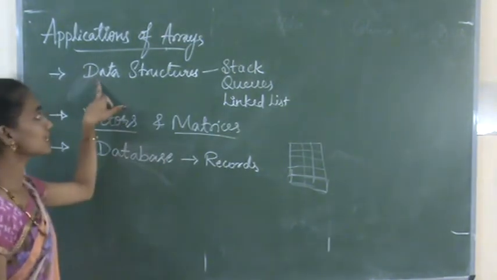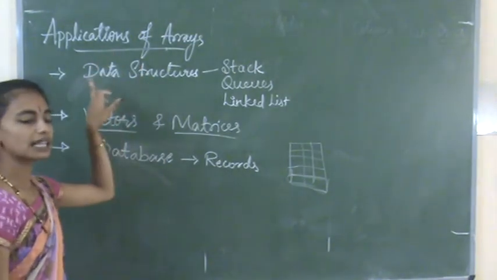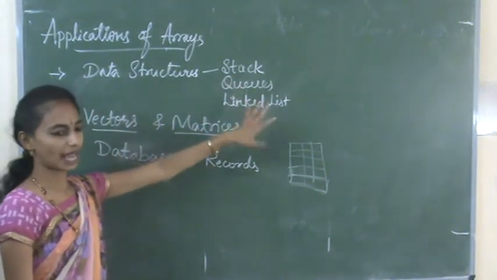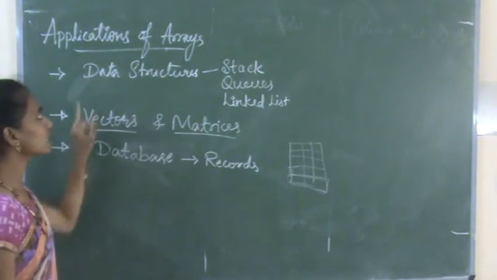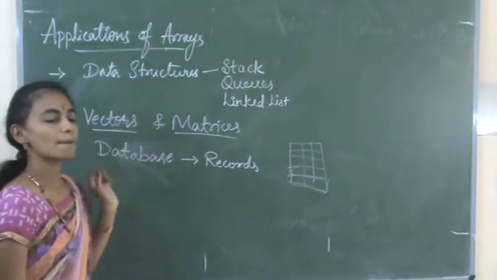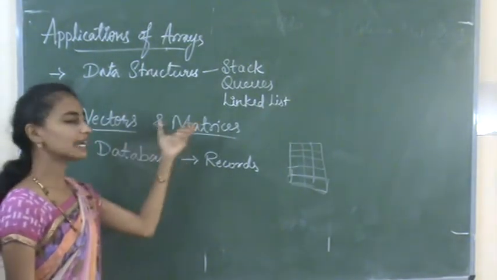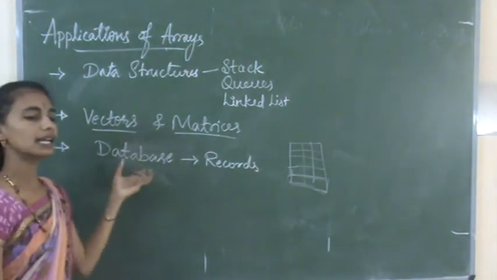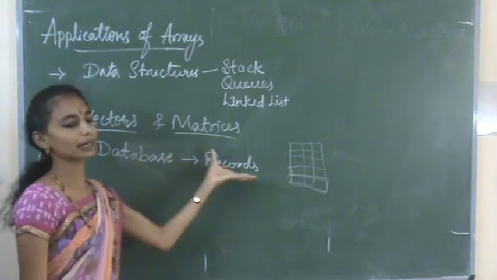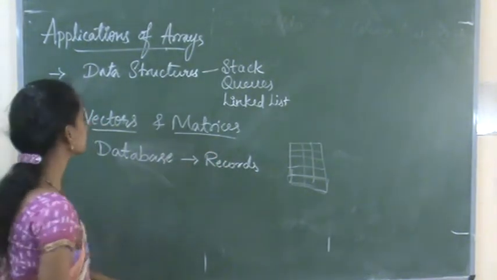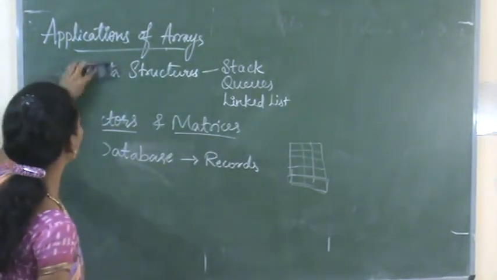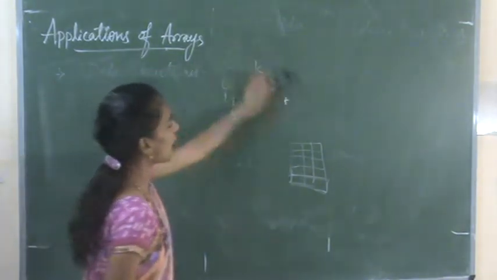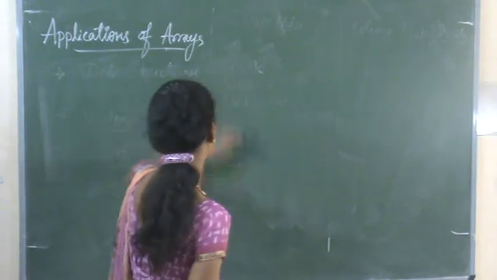So the first one is arrays are used in other data structures like stacks, queues, heaps, etc. The next one is arrays are used in mathematical vectors and matrices. And the third one is arrays are used in databases to implement the records. So these are the applications of arrays. Next we will see what the advantages of arrays are.